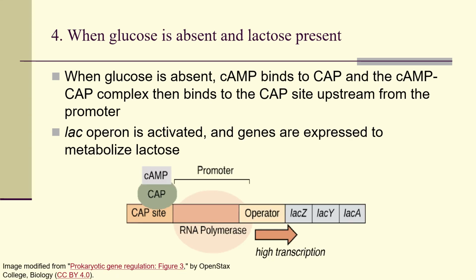When there's no glucose and lactose is present, cyclic AMP is produced in the absence of glucose. The cyclic AMP then binds to CAP and forms the cyclic AMP-CAP complex. This complex binds to the CAP site upstream from the promoter and stabilizes RNA polymerase on the promoter. Now the lac operon is activated and genes are expressed to metabolize lactose.